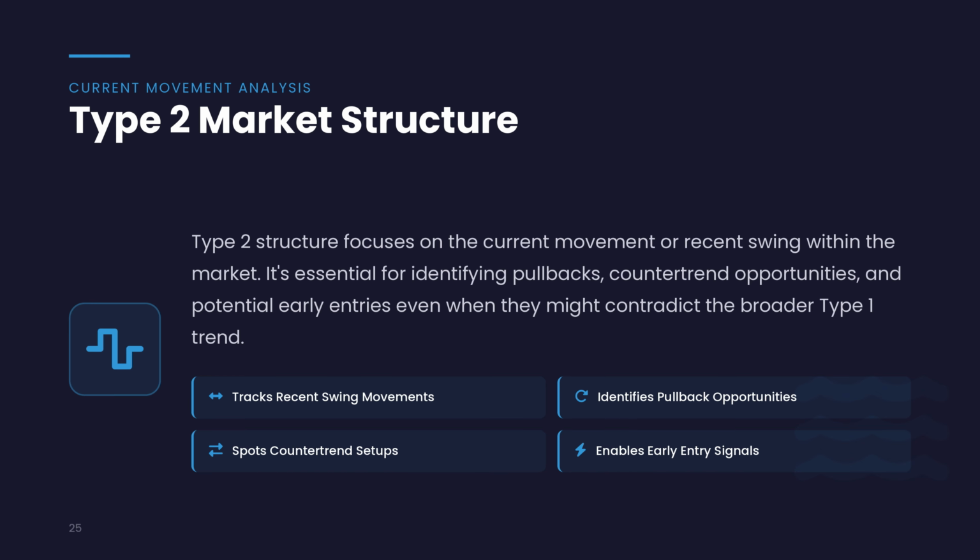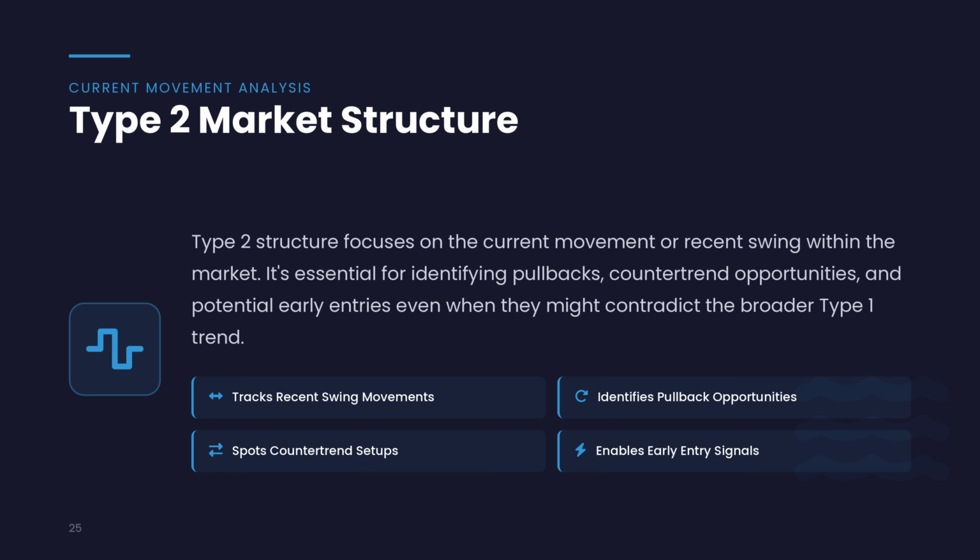Now, let's examine Type 2 market structure, which focuses on current movement analysis. This is where things become rather interesting, because Type 2 gives you tactical timing within the strategic direction provided by Type 1. Type 2 structure analyzes the recent swings, the current market behavior, what's happening right now, rather than over the long term. You're looking at more recent highs and lows, typically over hours to days, rather than weeks to months. Why is this important?